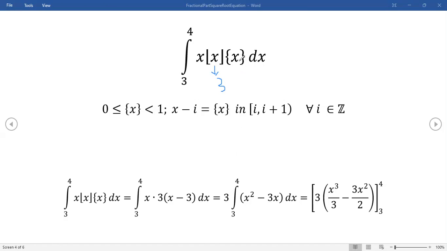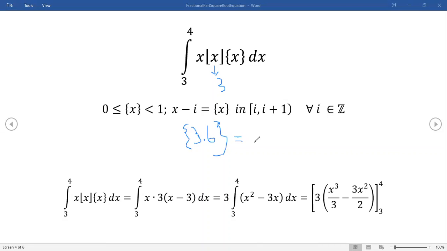Now the fractional part of x is slightly different. It returns the fractional part of x. But let me give you an example of how that would work. Let's say we wanted to do the fractional part of, let's say, 3.6. Now you know just in your head that the fractional part of 3.6 has to be 0.6. Hopefully this is legible for you here. Okay, so that's equal to 0.6.